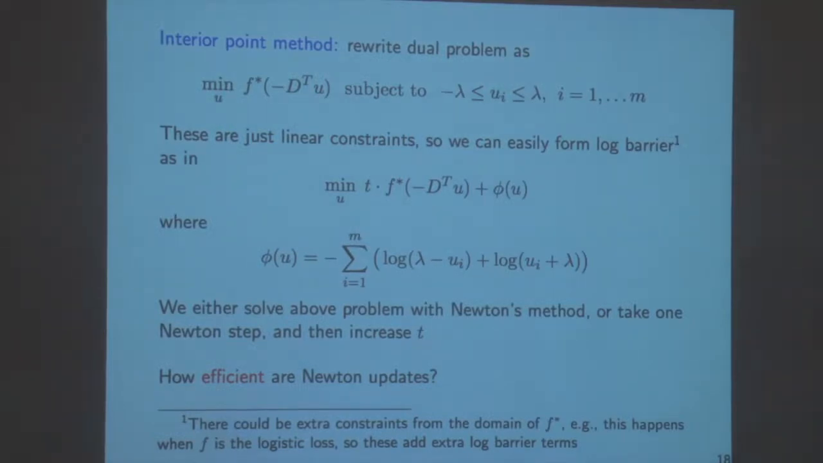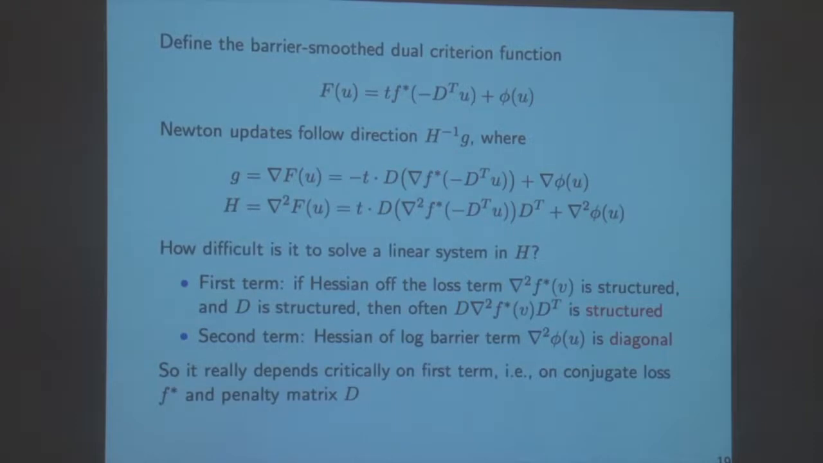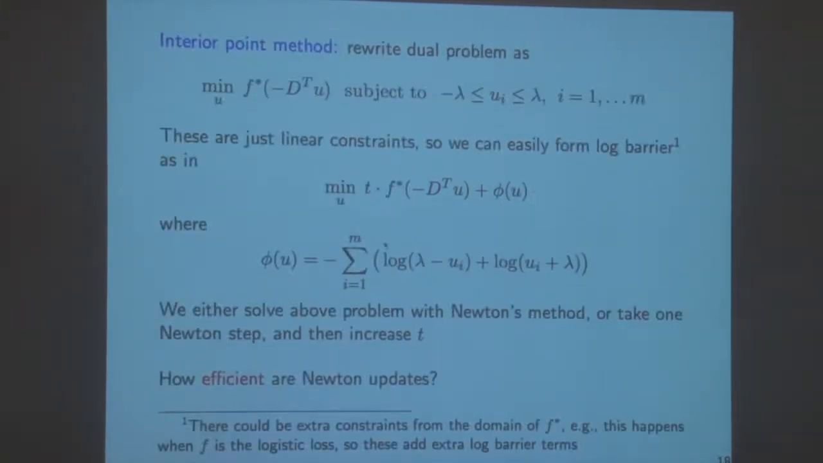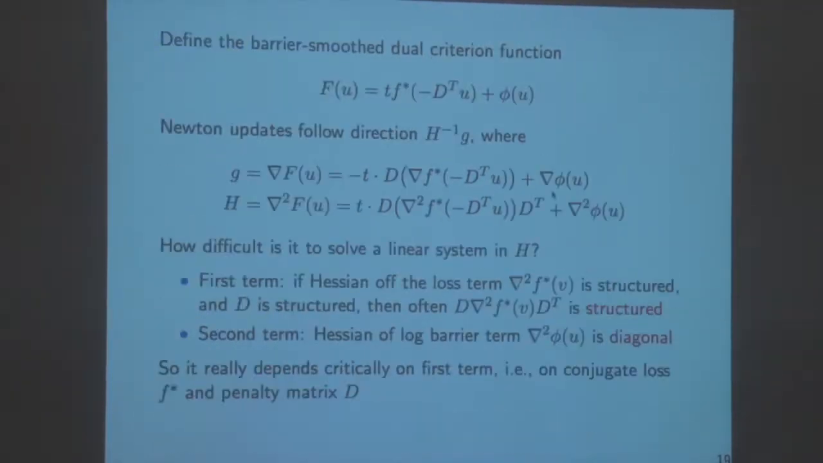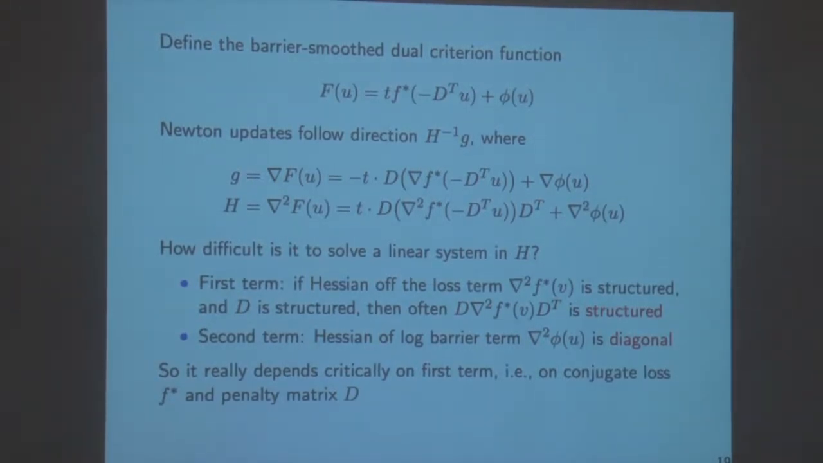So of course the questions are, how efficient are these Newton updates? That's going to determine the efficiency of the interior point method here. So let's just think about that. Let's define the barrier smooth dual criterion function. So this criterion right here, let's just call it f of u. And the Newton updates are going to basically follow the direction H inverse g, where H is the Hessian of f and g is the gradient of f. So we have to ask ourselves, how easy is it to solve a linear system in H?